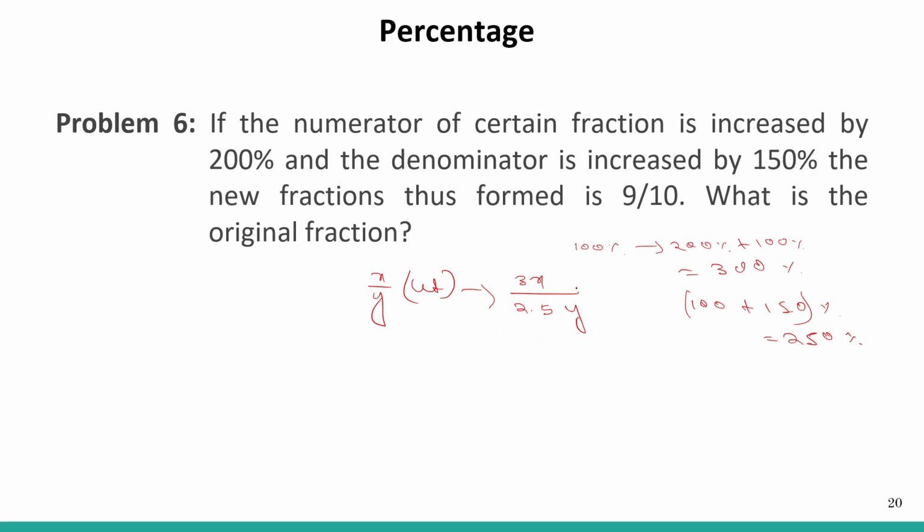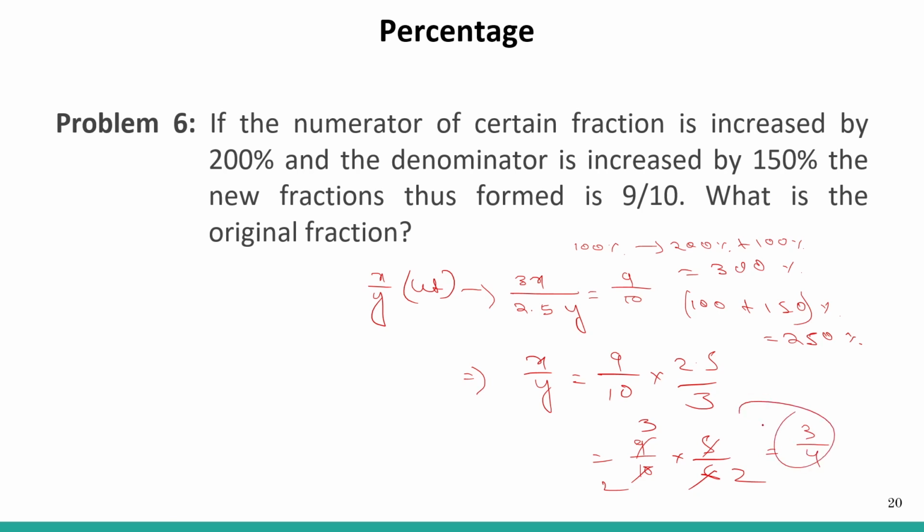Okay, so it says that the ratio of the new fraction is 9 by 10. So this will be nothing but x by y is equal to what? 9 by 10 into 2.5 by 3. So it will be equal to what? 5 by 6. So 9 by 10 into 5 by 6. So 2 and 3, 2 here. So 3 by 4 will be the correct answer.